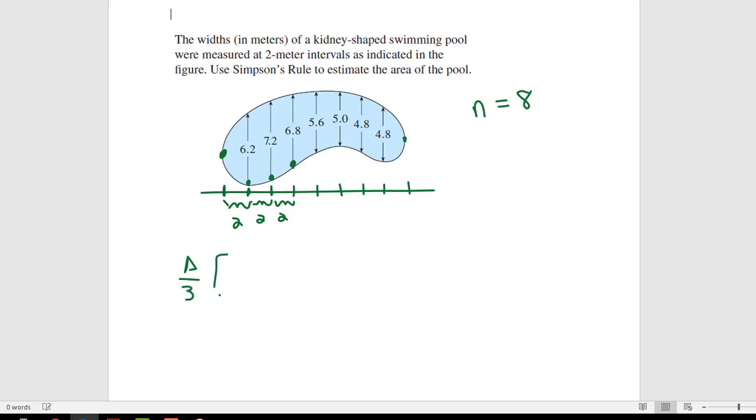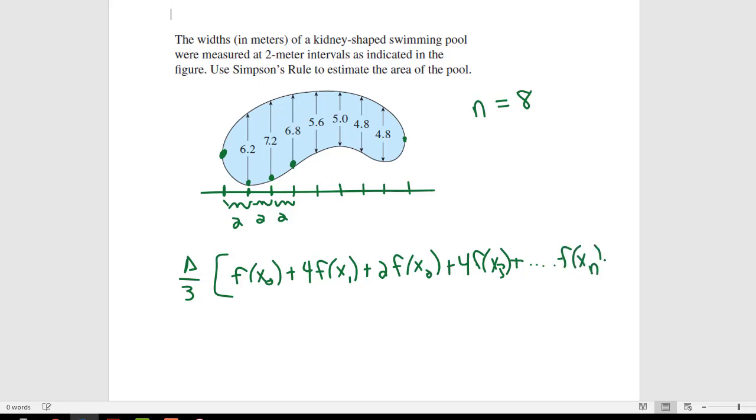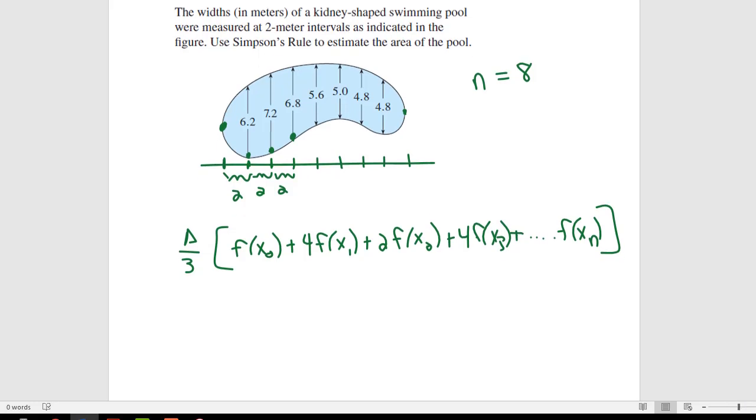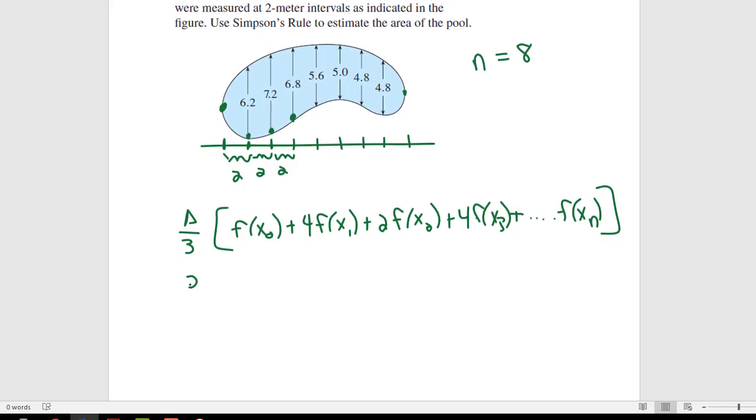And I'm going to take the first function value plus 4 times the next function value plus 2 times the next function value plus 4 times the next function value plus dot dot dot, and then the last function value. That was the formula that we had in the textbook. So my delta x in this case we said was 2. So we're going to have 2 over 3.